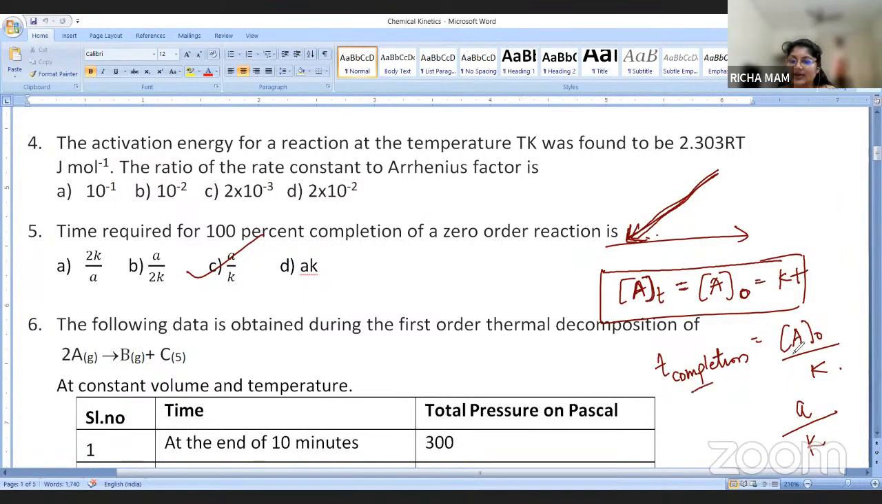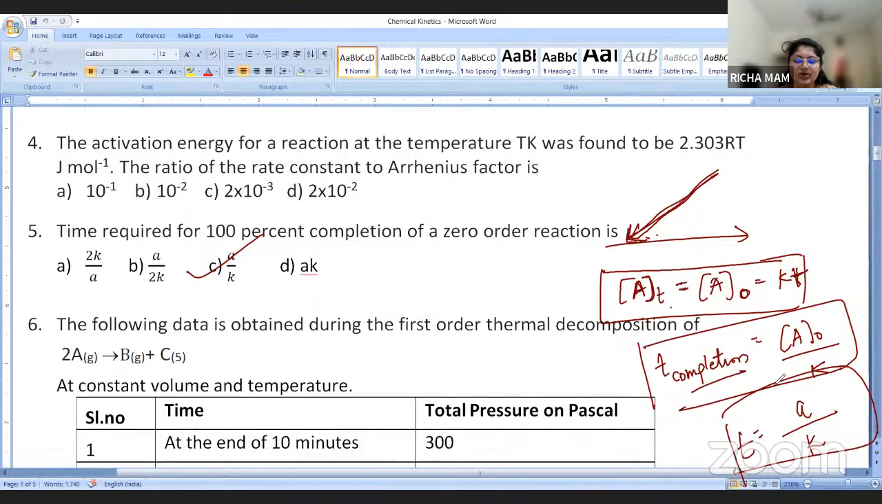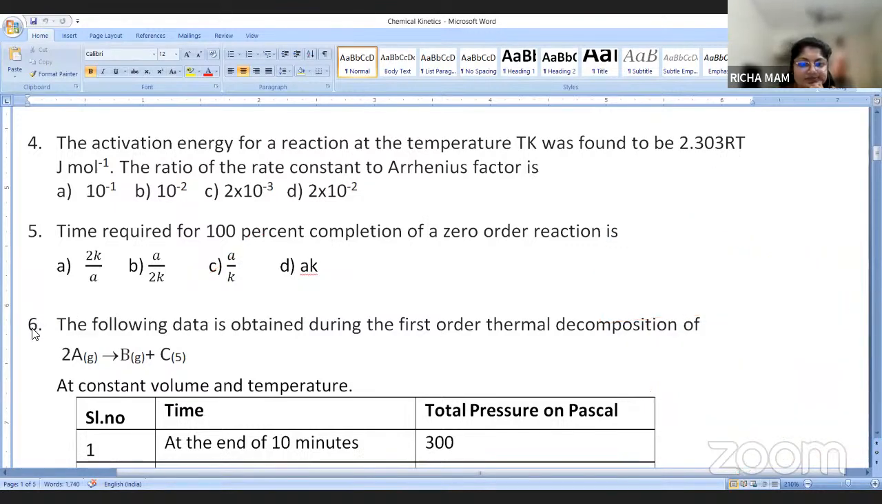So the time required for completion will be what? A naught by k. Because [A] will be 0, after substituting, you are going to get t equals a by k. So the answer is option number C, a by k. The time required for 100% completion of a zero order reaction is a by k, initial concentration by rate constant.